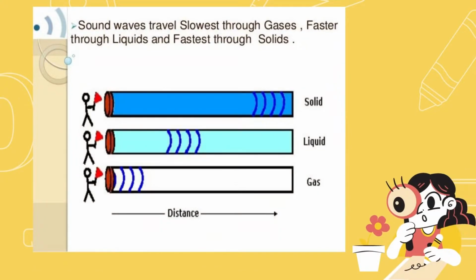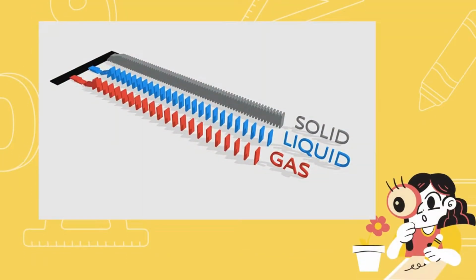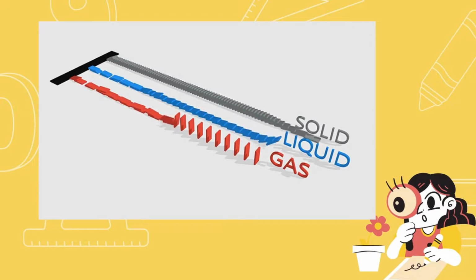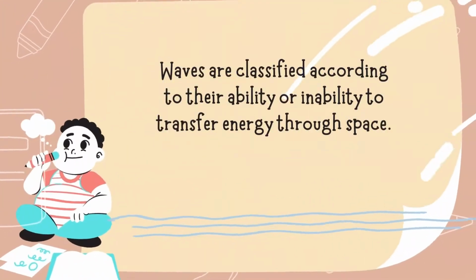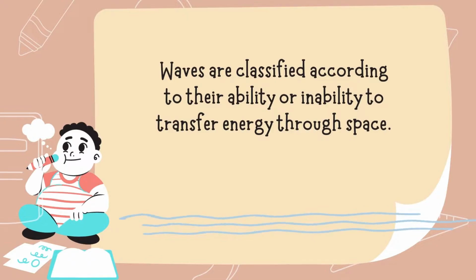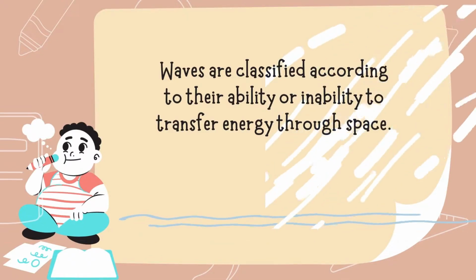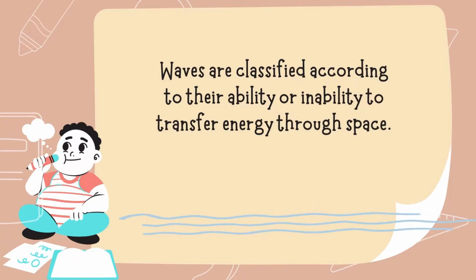Waves travel in different ways. Some waves require a medium to transfer energy, while others travel in empty space. The medium could be a solid, liquid, or gas. Waves are classified according to their ability or inability to transfer energy through space.